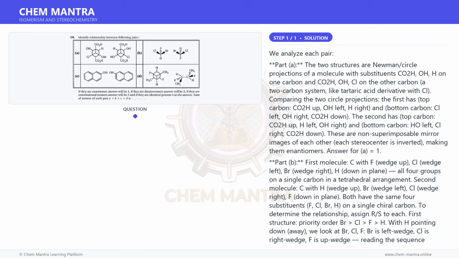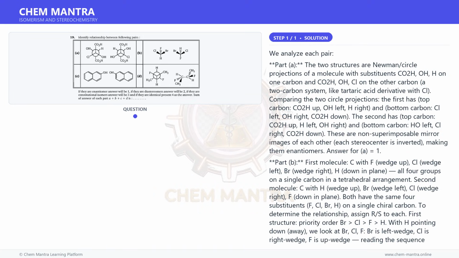The second has top carbon, CO2H up, H left or right, and bottom carbon, H left, Cl right, CO2H down. These are non-superimposable mirror images of each other. Each stereocenter is inverted, making them enantiomers. Answer for A is equal to 1.